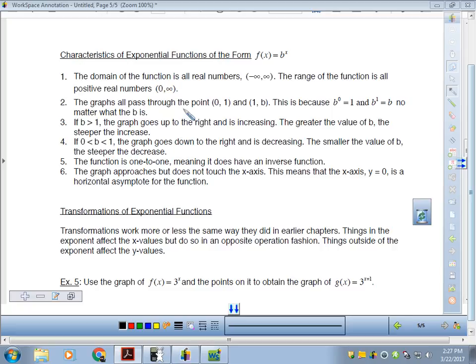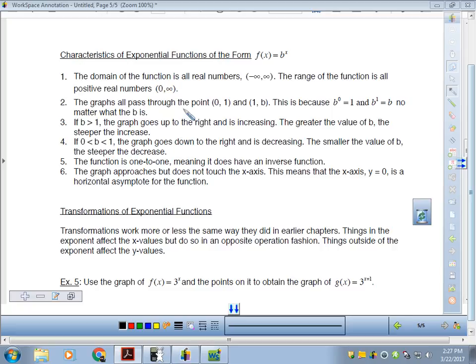Now, if we perform transformations on an exponential function, then that range might change. Like if we shifted the graph up 4, then instead of going 0 to infinity, it's going to go 4 to infinity. So it just kind of depends.